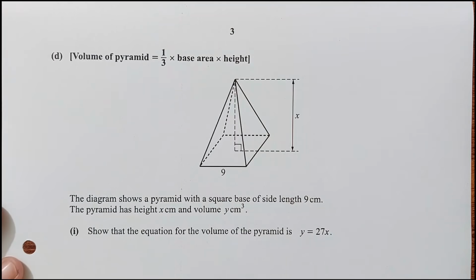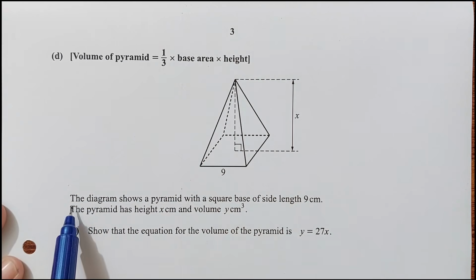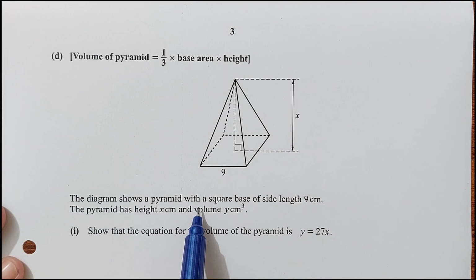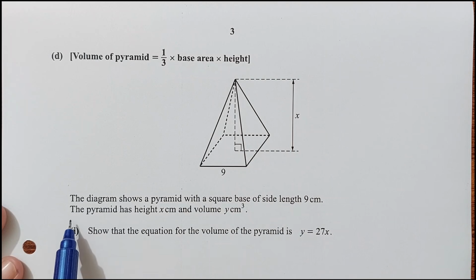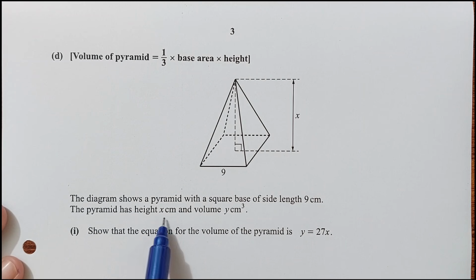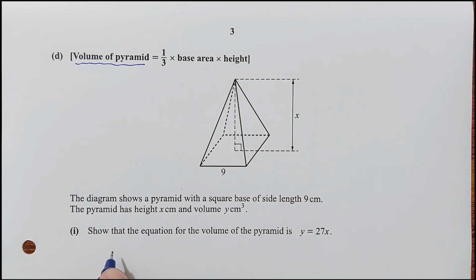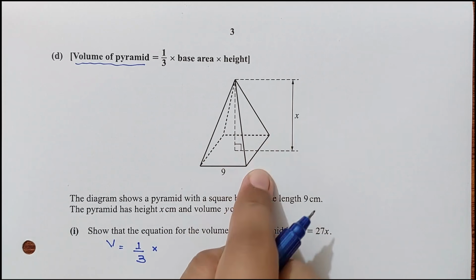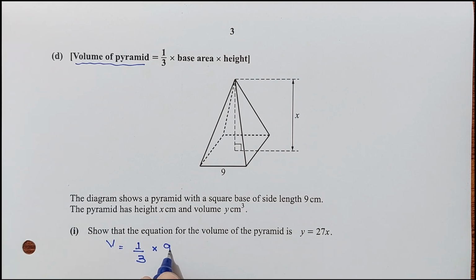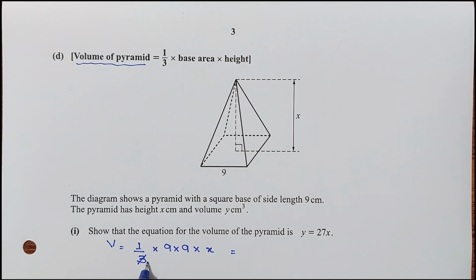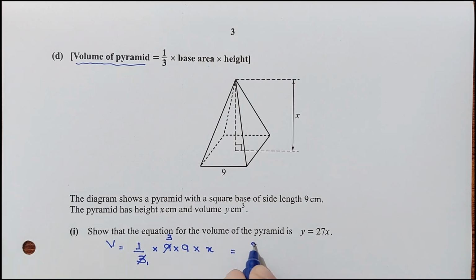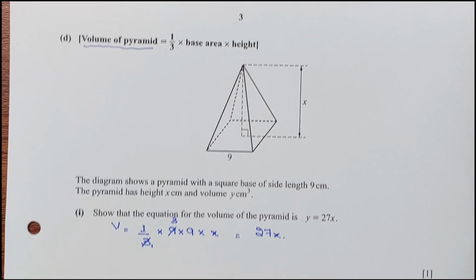Right. Question number 8. Volume of a pyramid formula is given. The diagram shows a pyramid with a square base of side length 9 centimeter. The pyramid has a height of x centimeter and a volume of y centimeter cube. Part 1, show that the equation for the volume of the pyramid is y equals 27x. So let me use this formula for volume of the pyramid, which equals 1/3 base area. Base is a square, so area of a square is side times side, which is 9 times 9 times the height. Height is x, right? Okay, so 3 times 1 is 3, 3 times 3 is 9 and 3 times 9 is 27 and x. So it is proved that it is 27x.